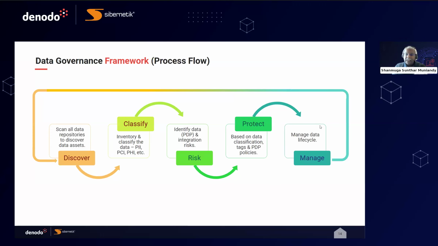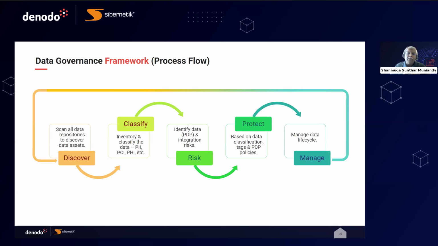Once we understood the classification, understood the risk, then now we move on to the next level, which is protecting. And this is very, very crucial, because what we talked about in discover, classify, and risk is just understanding the data. Now, when it comes to operationalization, that is when we actually look at protecting the data.